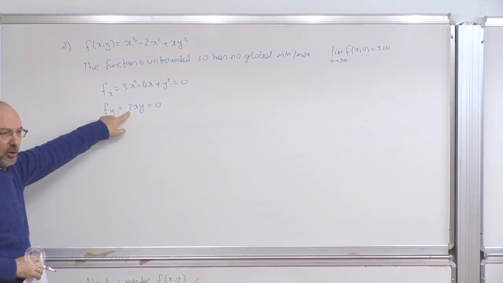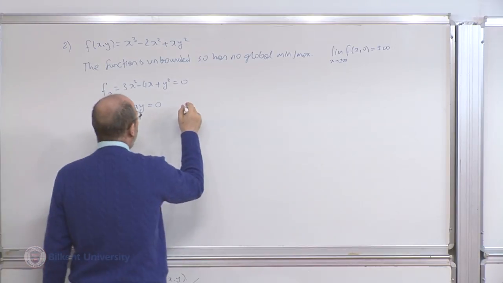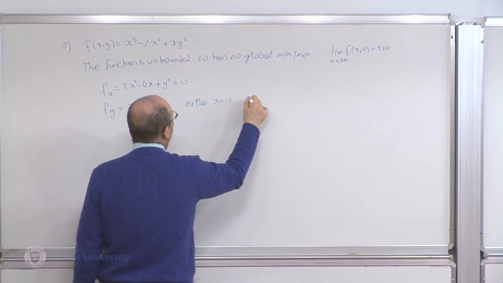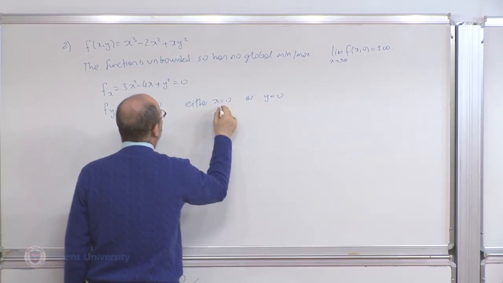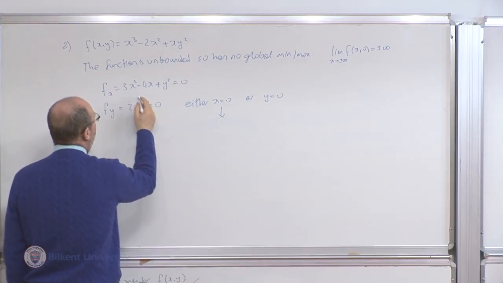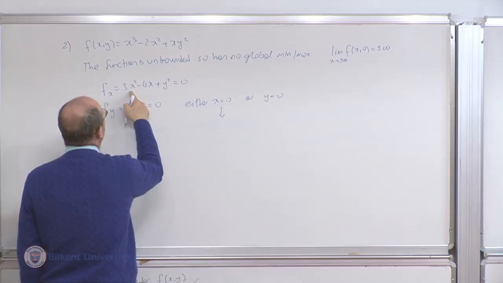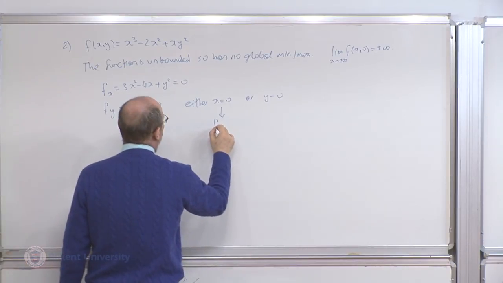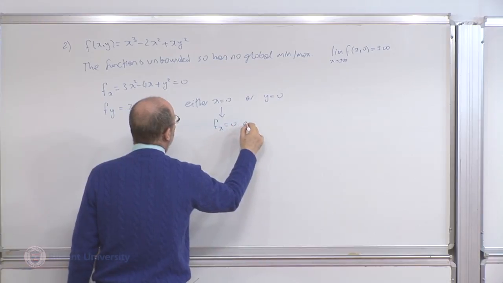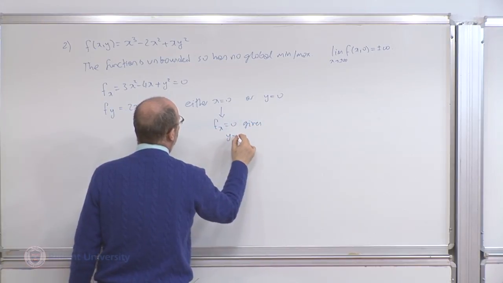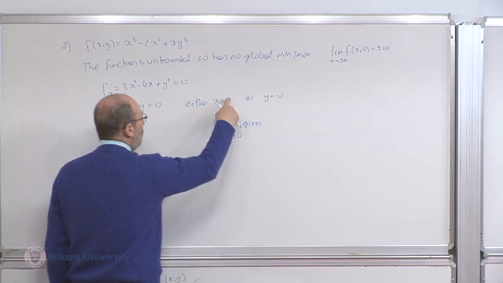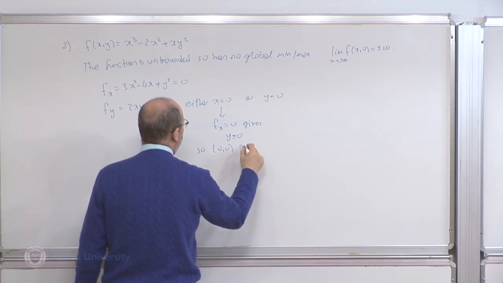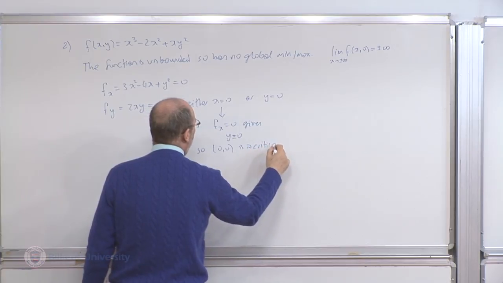Either x equals 0 or y equals 0. So what happens when x is equal to 0? Now I look at this one. With x equal to 0, y squared is equal to 0. So f_x equals 0 gives y equals 0. So (0, 0) is a critical point.